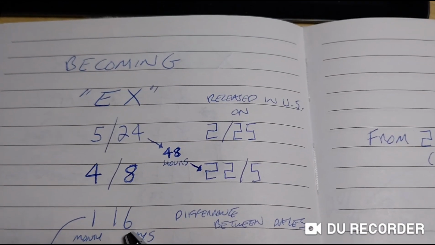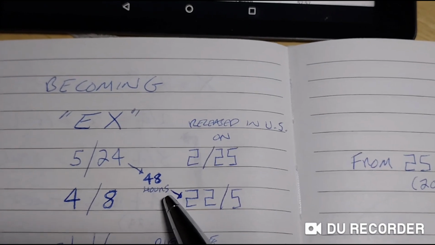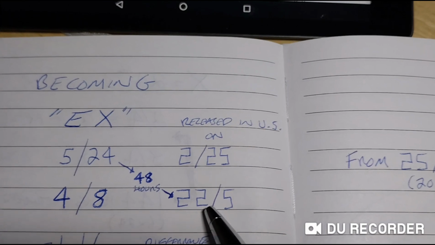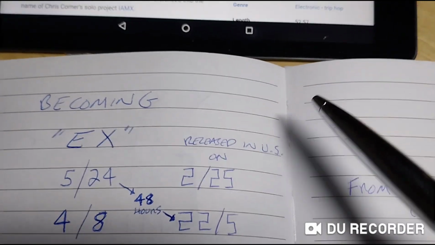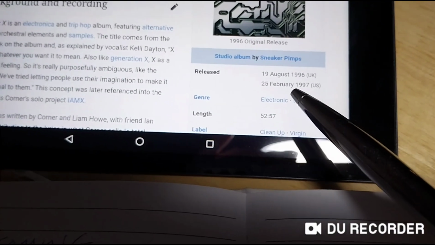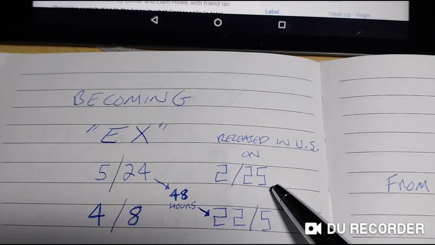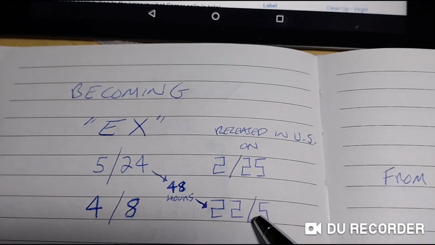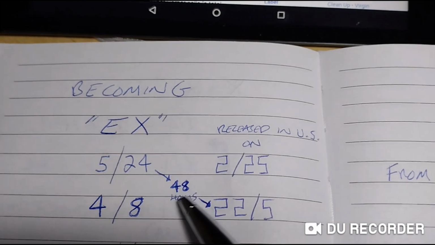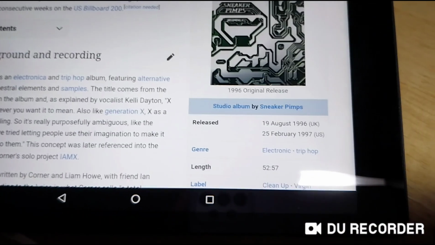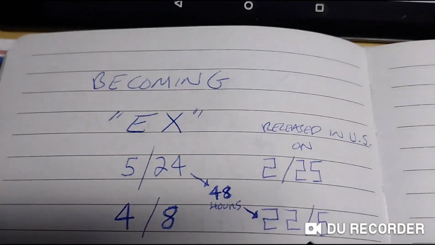I'm going to get to that bit in a minute. Firstly, if that was May 24th, it'd only be 48 hours difference between 22nd of May, 2 days difference. Remember that was released the 25th of February, 225, could be 225. See the connection there? Becoming X, 48. None of this is coincidence, it's mathematics.